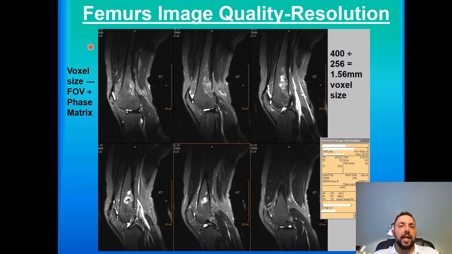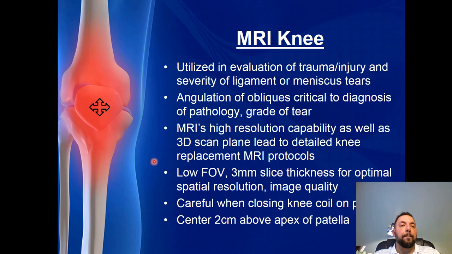Same thing in a sagittal: the tech goes to a 400 millimeter or 40 centimeter field of view, and a 256 matrix, 1.56 millimeter voxel size, very subpar as far as the adequate resolution, or really what it should have been.